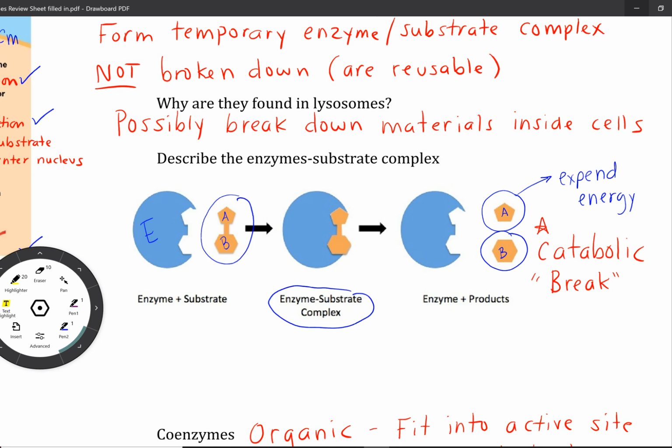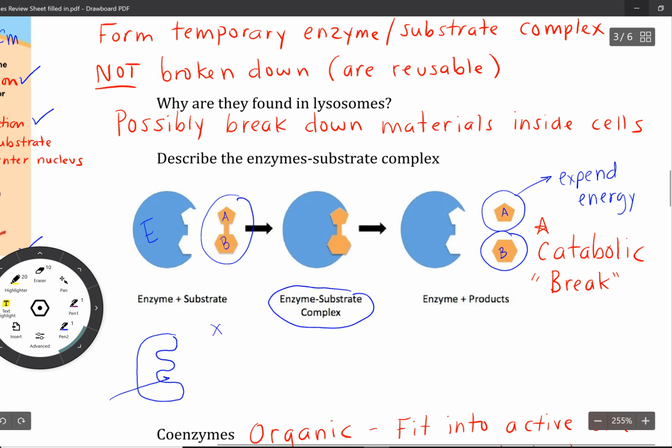What if it's the opposite? What if you need energy? What if it is known as an anabolic reaction? So in this case, we'll start off with our enzyme, sort of looking like the letter E with these active sites. That's these areas right there. They're called active sites. And in this case, let's say X and Y are not connected. Well, we want to connect them. So it takes energy to do that.